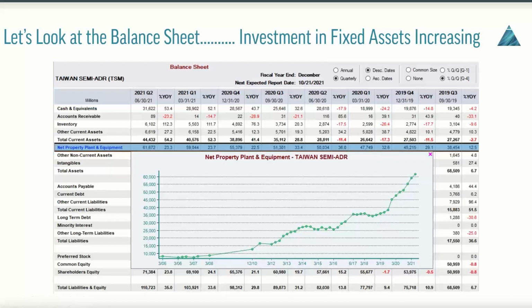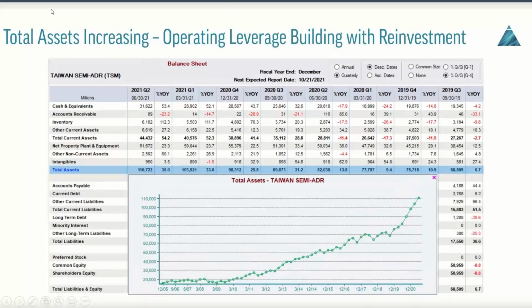The idea is at some point when these assets come online and they're able to produce chip fab, we're going to make a return on this fixed asset, okay? So the next item we would want to look at is total assets. And again, I'm just literally walking down the balance sheet, net property, plant, and equipment. Notice intangibles are basically flat. I didn't even bring that up.